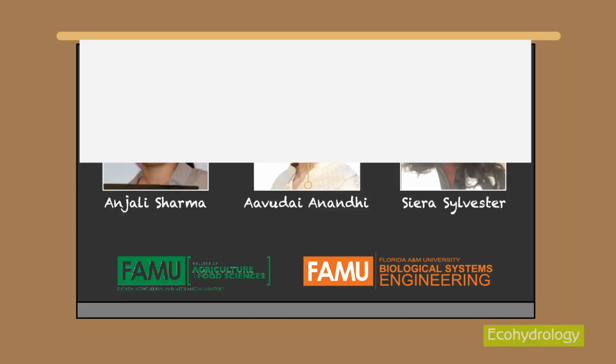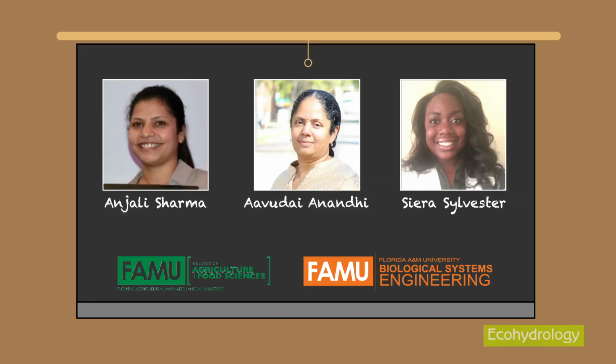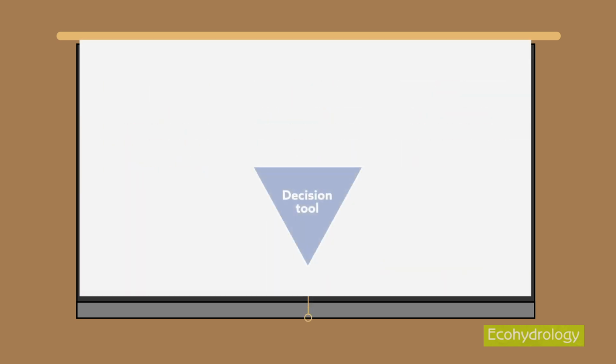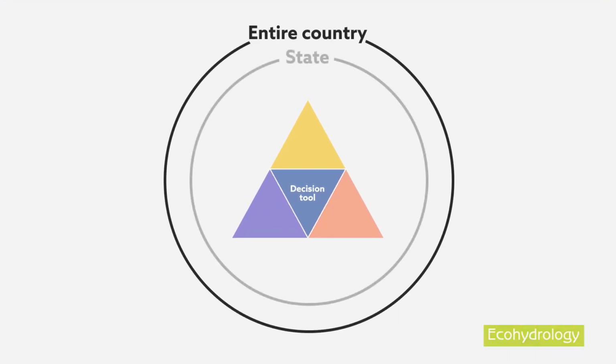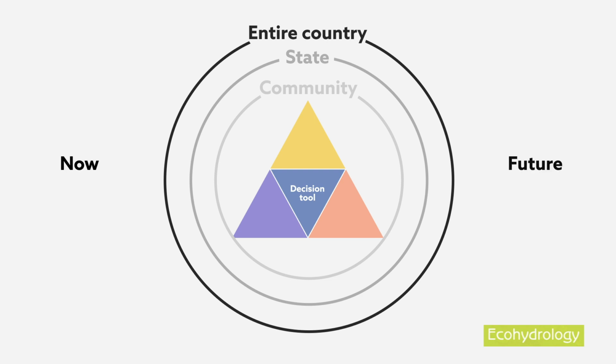Researchers led by Avadai Anandi at Florida A&M University might just have the right tool for the job. Their evidence-based approach combines three climate research methods to tailor action plans to the needs of a given ecosystem, whether that's an entire country or a state or a single community, and whether for now or for the future.